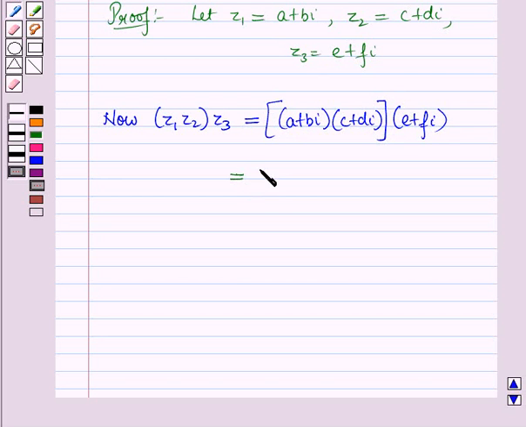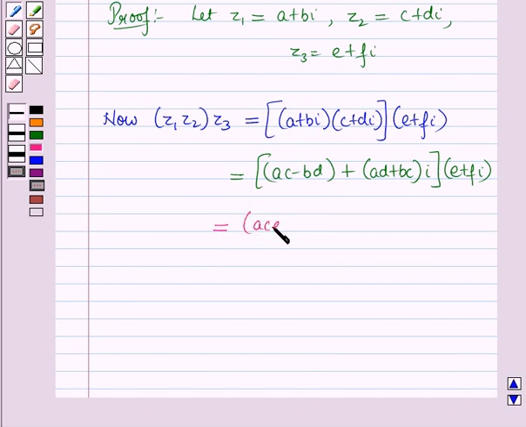Further, this is equal to ((ac minus bd) plus (ad plus bc) into iota) into (e plus f iota). Now on solving this, it will be equal to (ace minus bde minus adf minus bcf) plus (acf minus bdf plus ade plus bce) into iota.